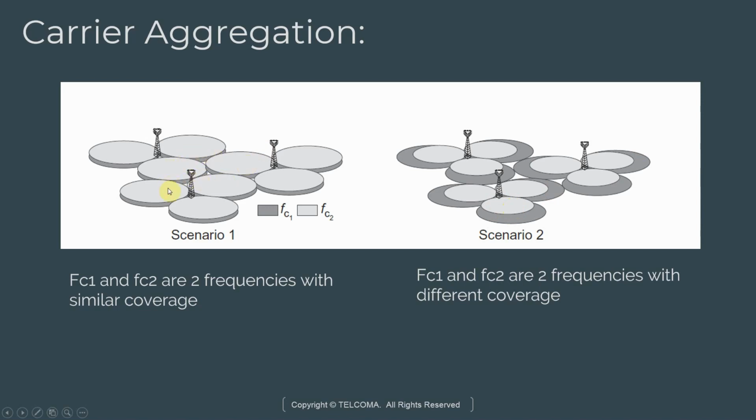So you can have CA in both of these setups. In these disks you would get carrier aggregation from both FC1 and FC2 in this scenario, whereas in scenario 2 you would only get CA when you are in the overlapping coverage. So when you are in the light gray, you would be able to get carrier aggregation from both FC1 and FC2, whereas if you are in this region, the dark gray, so you are covered by FC1, you are no longer in the coverage of FC2, you will not get carrier aggregation.